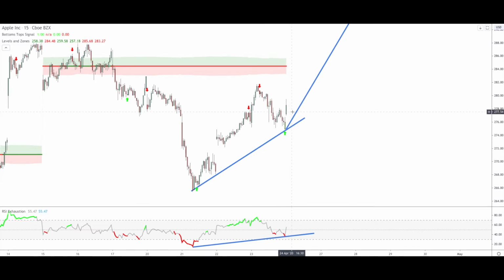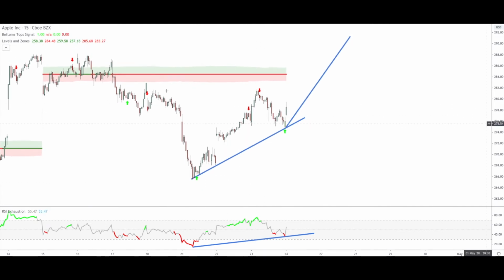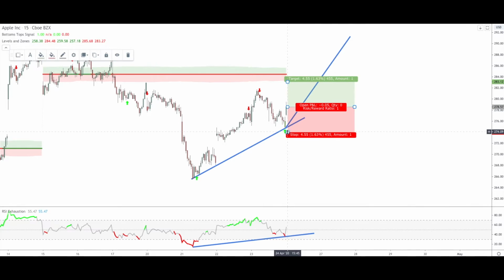We know from past experience that once we have this kind of setup, we can expect the same length of this first movement to be projected in the future. So our target is going to be, let me draw this for you. Our entry price is going to be around here. The stop loss, of course, we need to keep lower than the most recent lowest point.